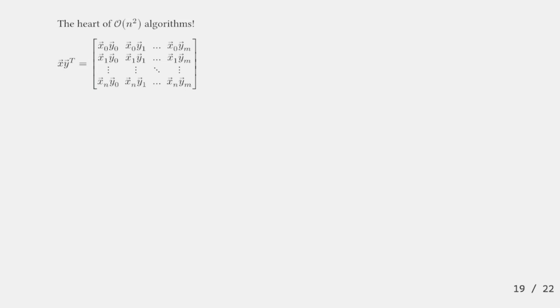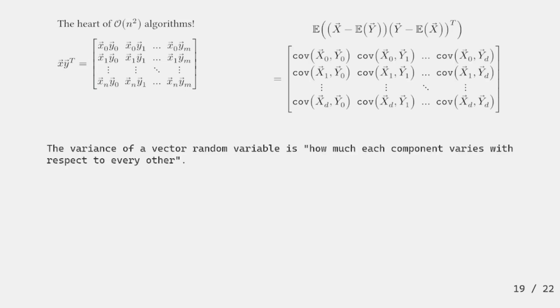And this is the heart and core of a lot of O of n squared algorithms. A lot of O of n squared algorithms can be expressed at some point as having an outer product in them. This outer product expression is effectively the covariance of every component of x with every component of y, how much each component varies with respect to every other. So the variance of a random vector is how much every component of x varies with respect to every other component of x.